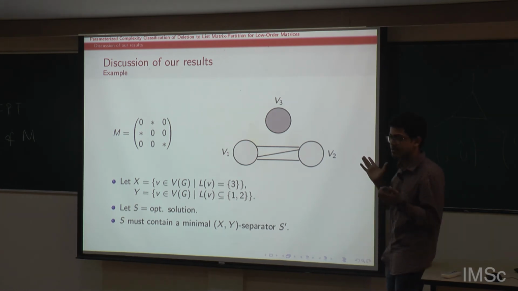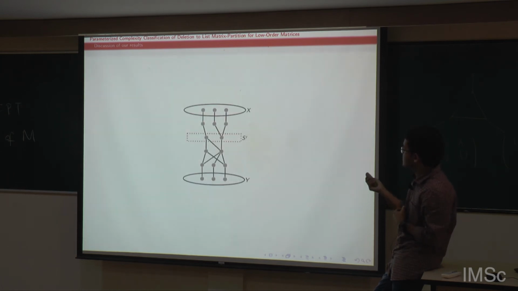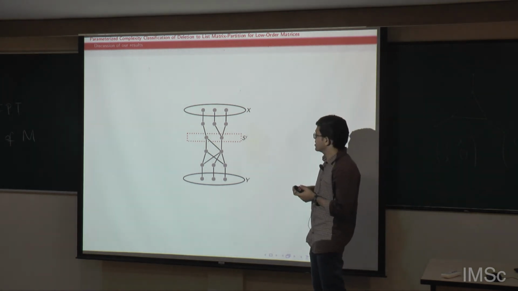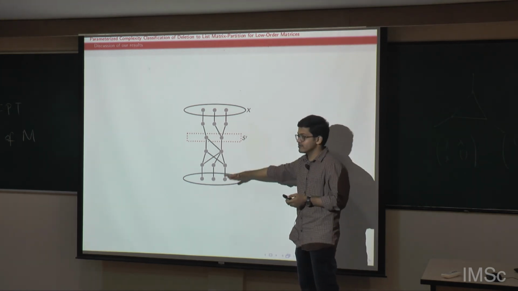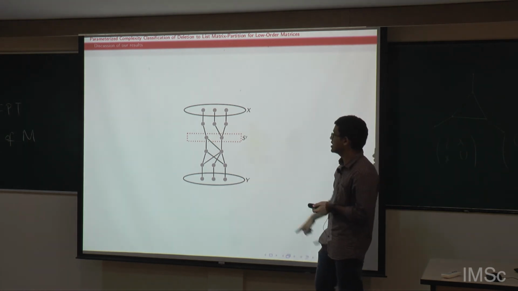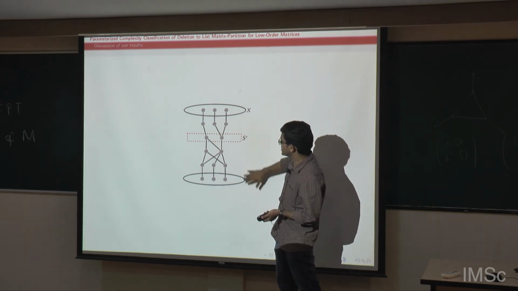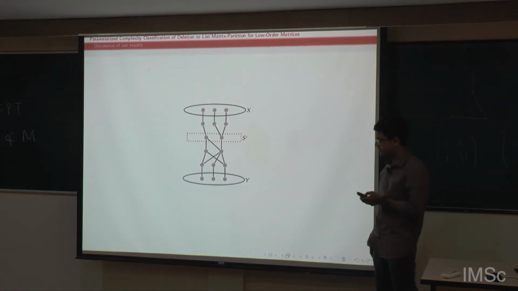But which XY separator? We don't know. And there could be n power k many XY separators of size at most k. So we can't simply enumerate them and check if this is the separator that we are looking for. So this is how the picture looks. X should go to V3, the part above, and Y should go to the part below, V1 or V2. Suppose our solution is S, and S prime is an XY separator that is sitting inside our solution. Let's say that separator looks like this, okay?